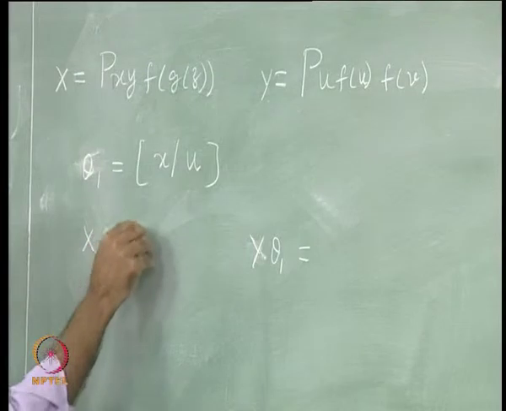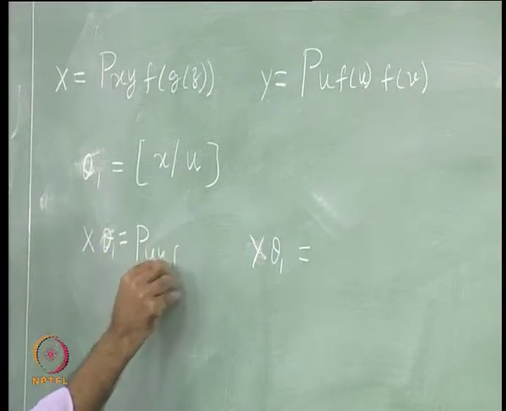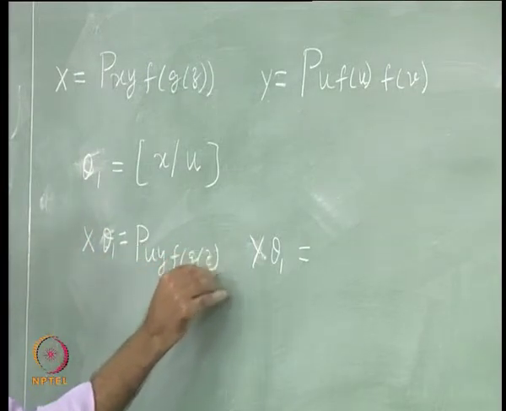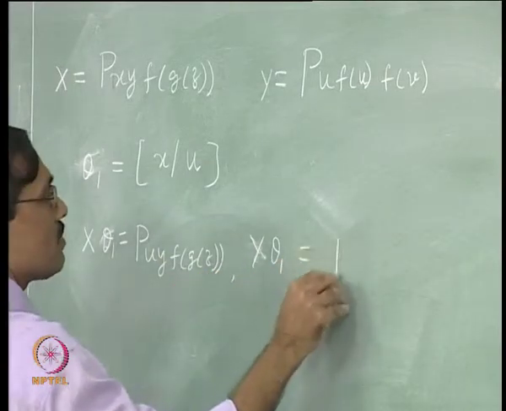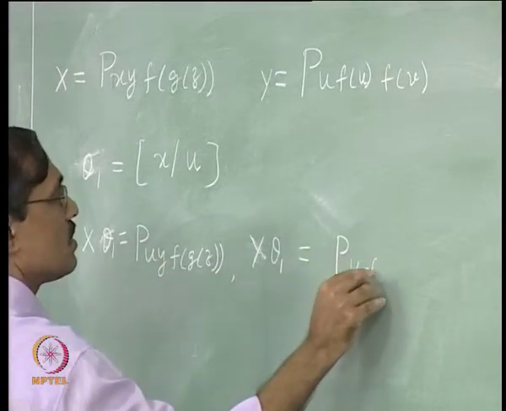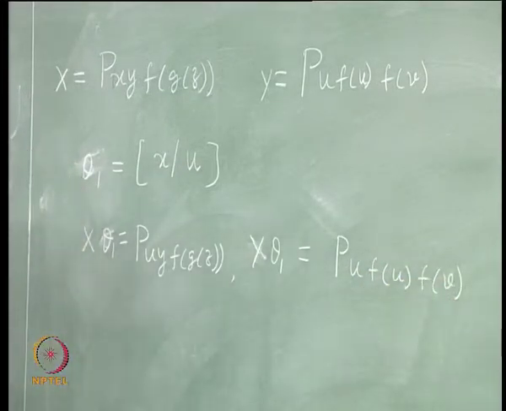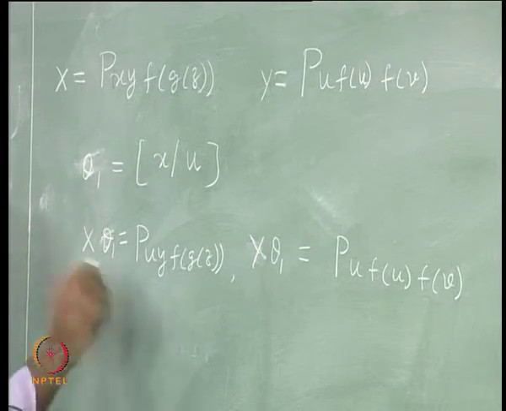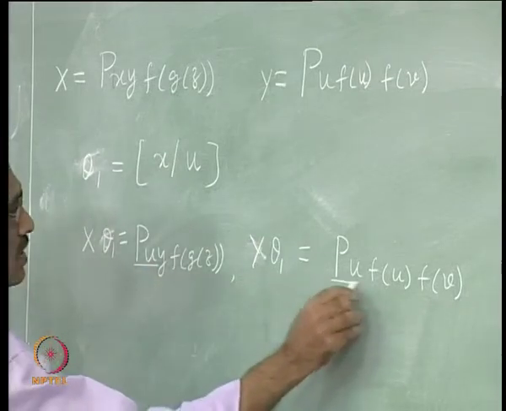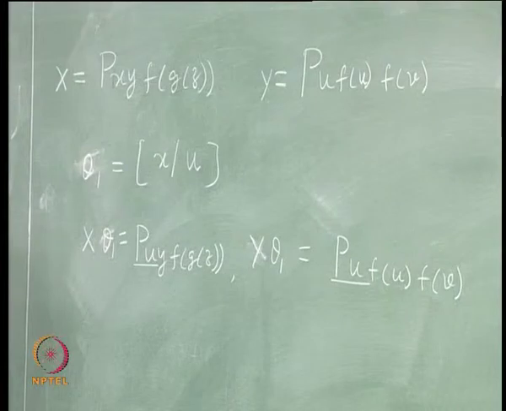So, this becomes p u y f of g of z, and this becomes p u f of u f of v. That is the effect of theta 1. There is no x there, so it is reproduced as it is. Now again I match. So already I know up to this it is matching. I do not need to match to make it efficient, but you can just write crudely match again.